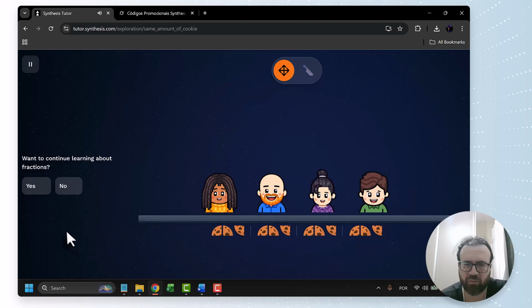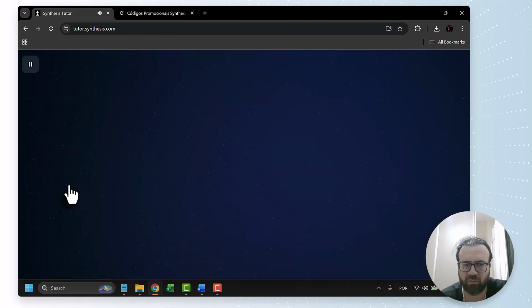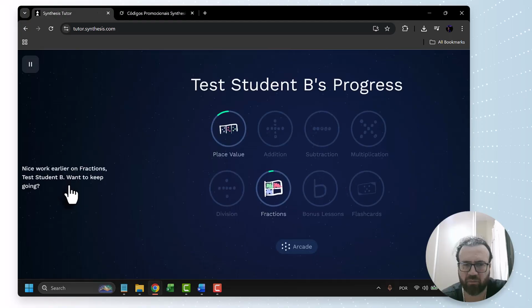Want to continue learning about fractions? Okay, let's get out of here. Nice work earlier on fractions. Test student B. Want to keep going?